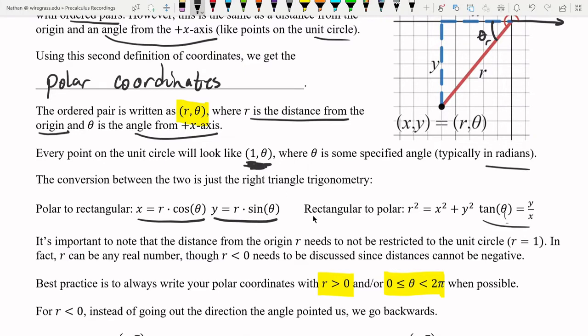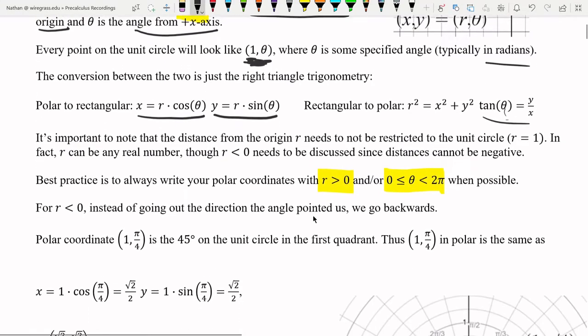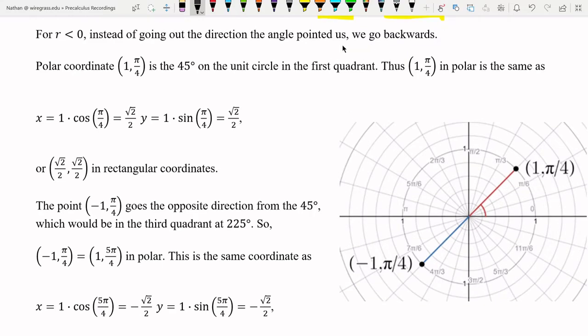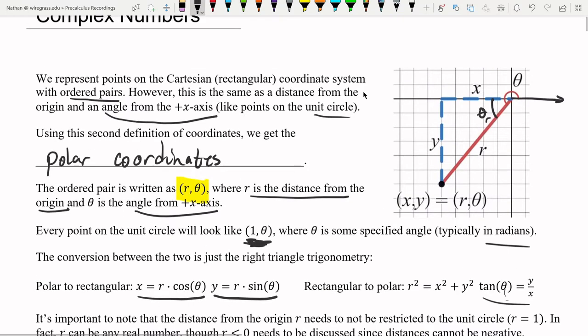Now, for r less than 0, we're going to go in the opposite direction that the angle pointed us. So whichever way you would go, you're going to go the opposite. So back up here, this is where the angle is pointing us this way. A negative r would go the opposite way of that angle. That's the idea.